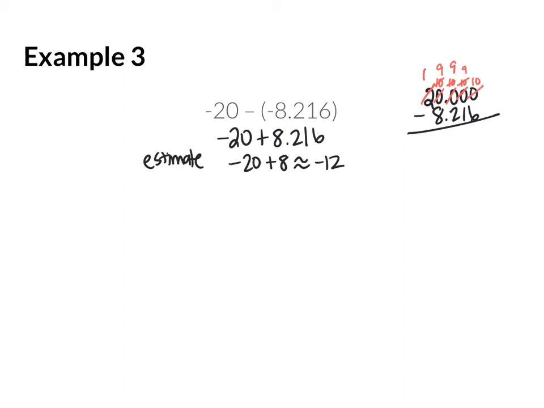And now when I go to subtract, I have enough in the top to take away the numbers in the bottom. 10 minus 6 is 4. 9 minus 1 is 8. 9 minus 2 is 7. 9 minus 8 is 1. And then 1 minus 0 is 1. This gives me -11.784 for my final answer. I compare it to my estimate, and I came pretty close, so I am feeling confident in my answer.